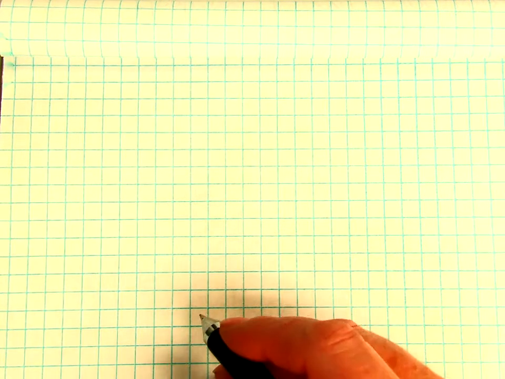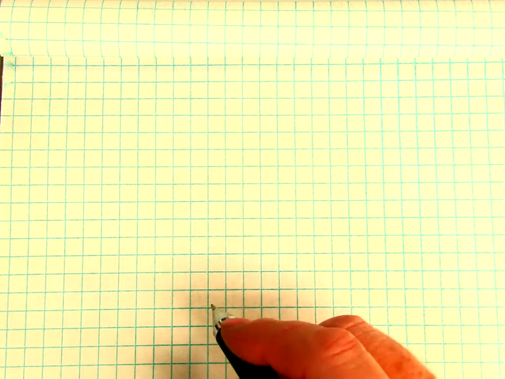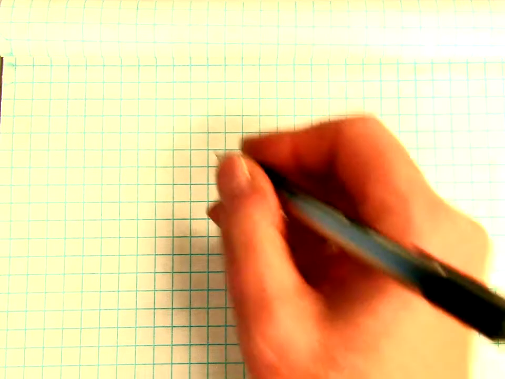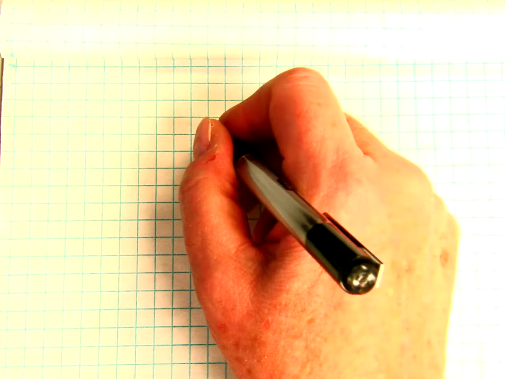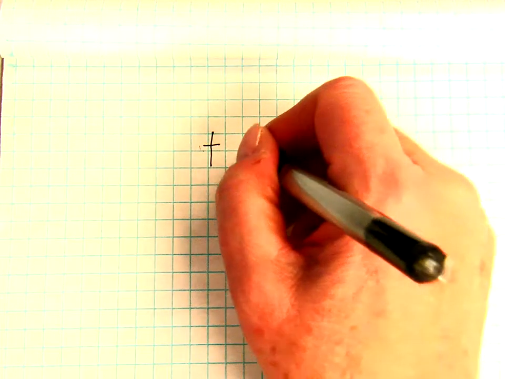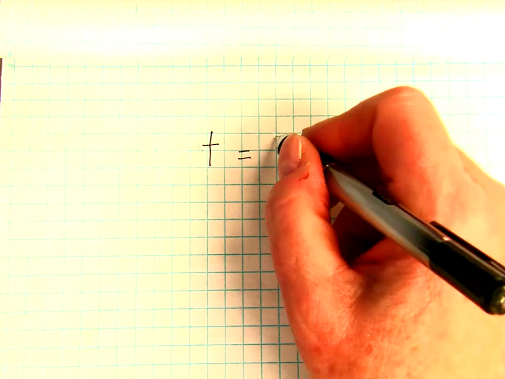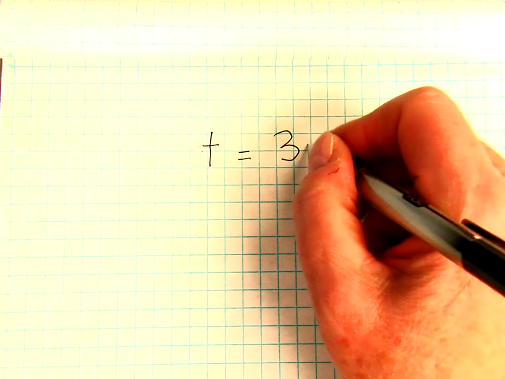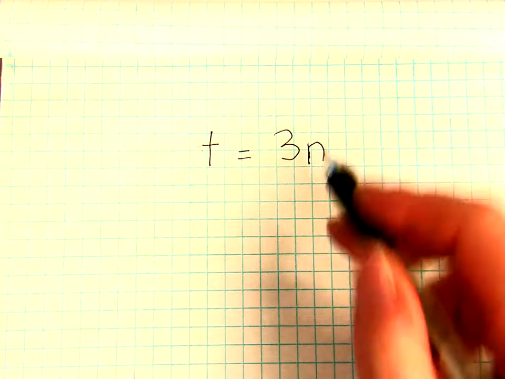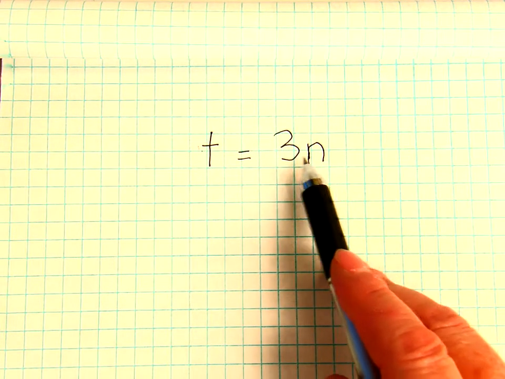So first, let's go ahead and using our T, which is going to be our number of tennis balls, and our N, the number of cans, we're going to put together our equation or our function, and we're going to say that T, the total number of tennis balls, is equal to 3 times the number of cans, okay? So each can has 3 balls.